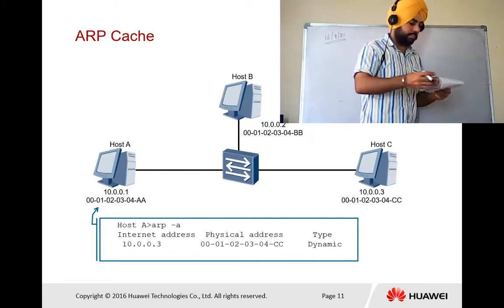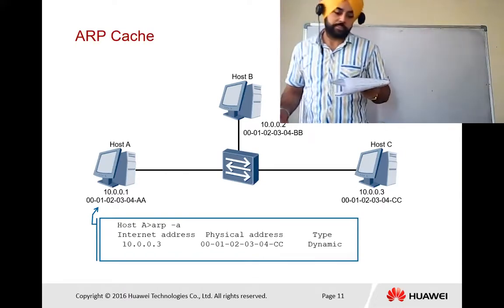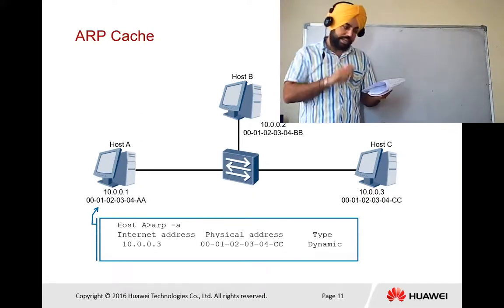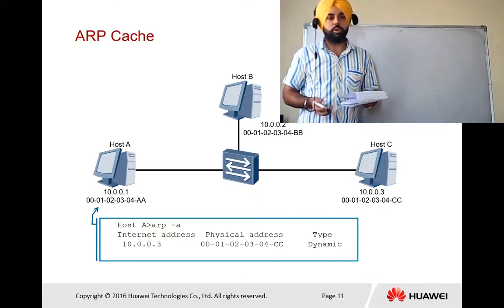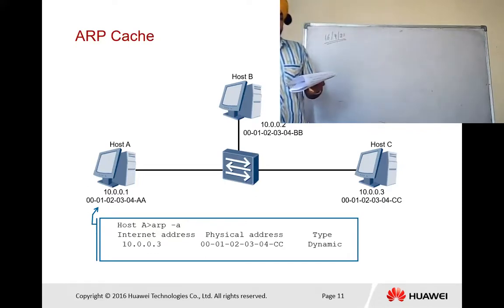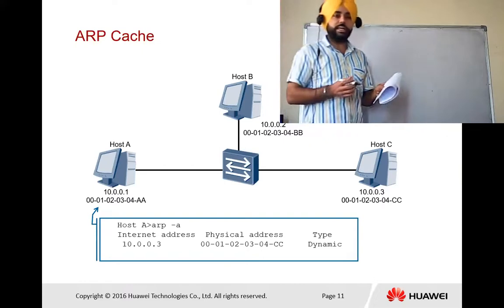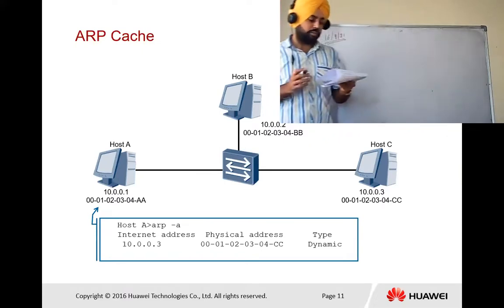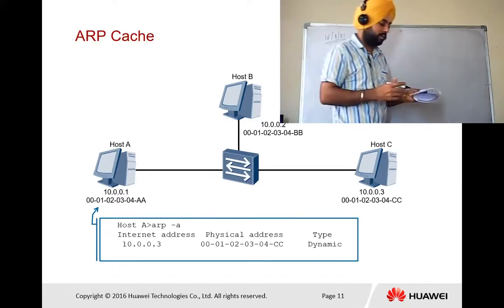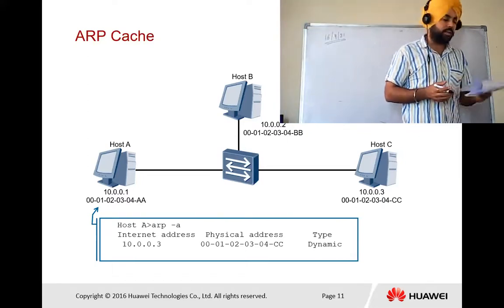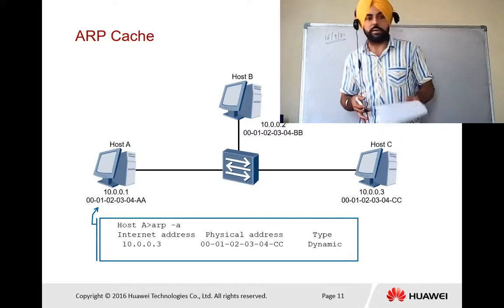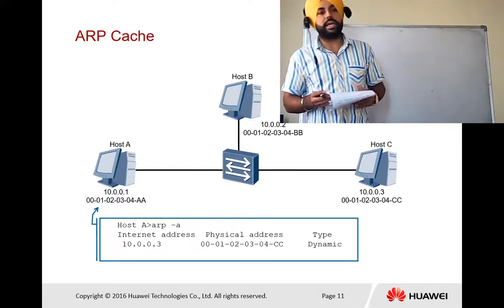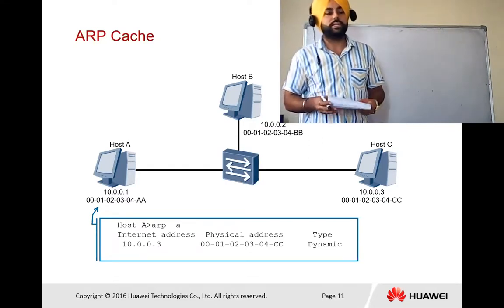So next time host A sends data to host C, it does not need the ARP request. It does not need any ARP request again and again. If host A wants to send data, it will first consult the ARP table. If the MAC address is available, there is no need to send any ARP request to the destination.